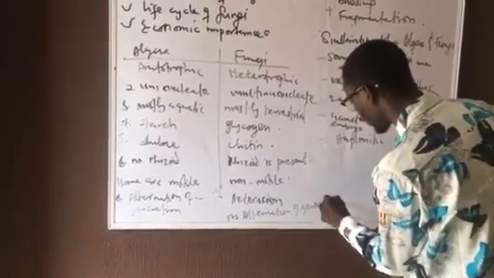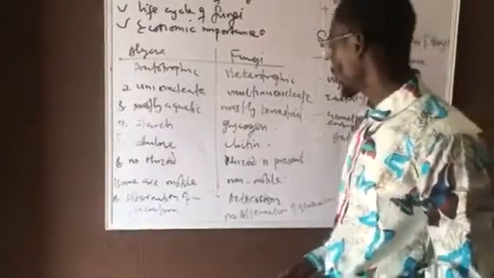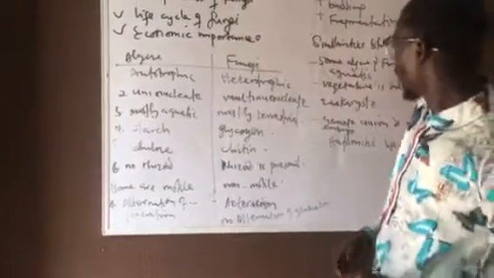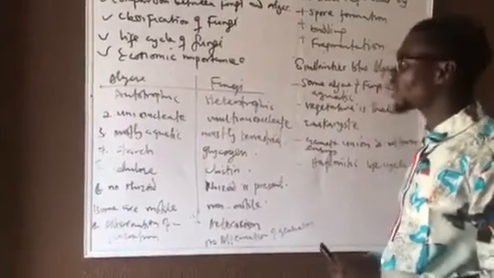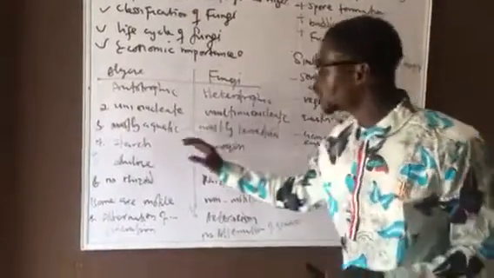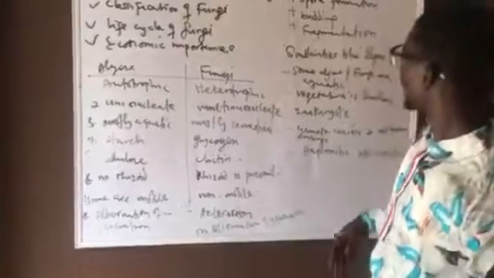So those are the various differences between algae and fungi, and these are the similarities. So you can see that algae and fungi are different organisms and they also have similar characteristics.